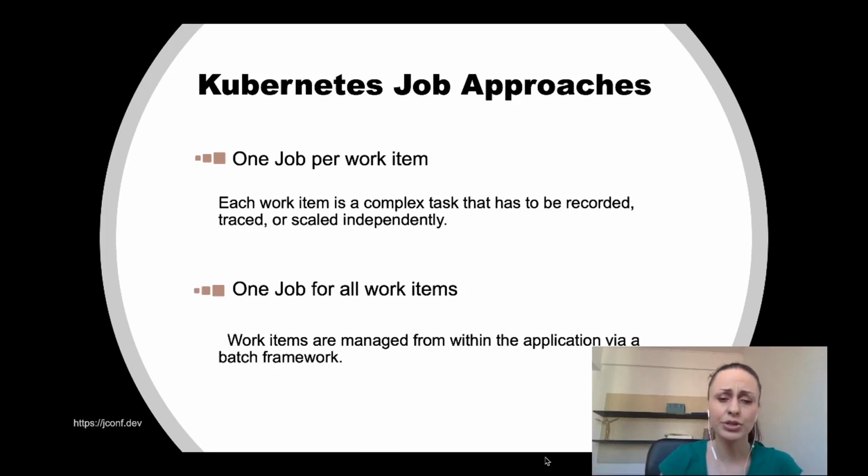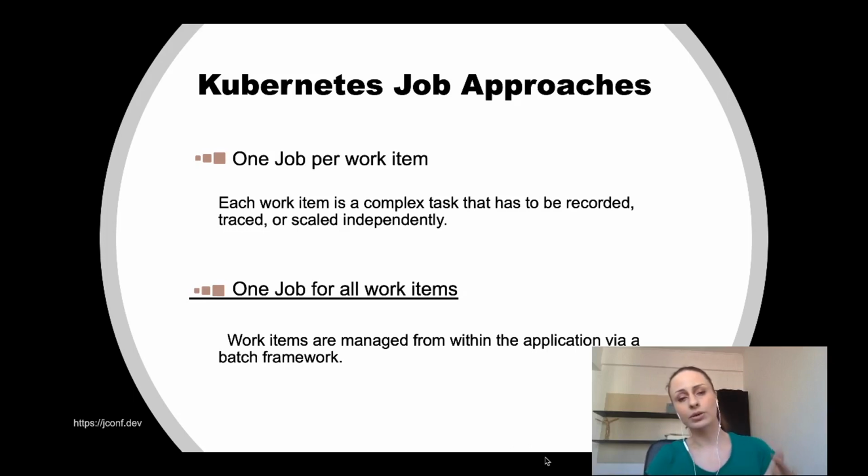Now, the second approach is the one when you don't need to record, track or scale each work item independently, and the work items are managed from within the application via the batch framework. Like in our case, because that was our case. The batch framework was already there for us. The batch application was already done in Java, so there was no need to tell Kubernetes to have one job for each work item that was comprised at the level of the batch job in Java itself.